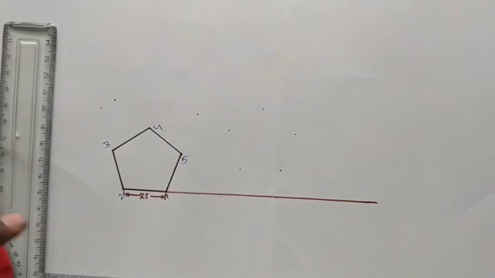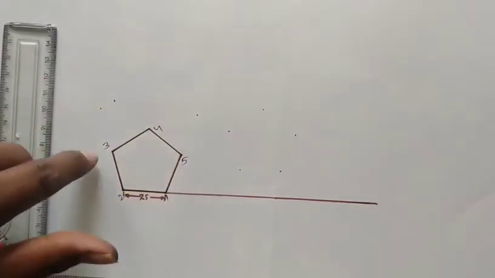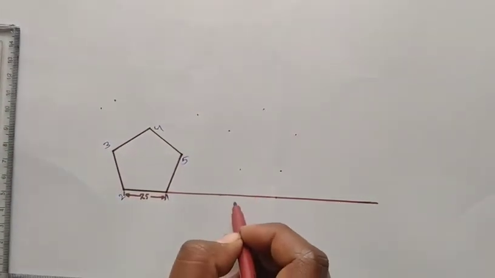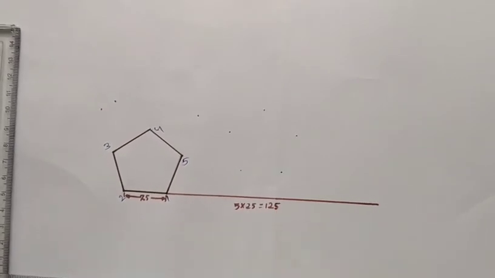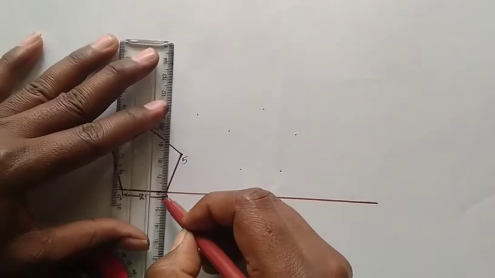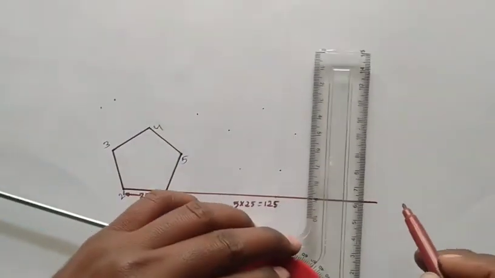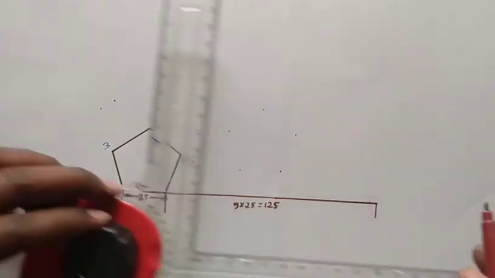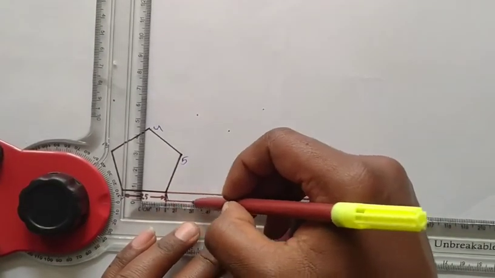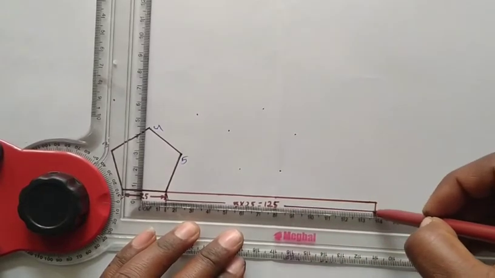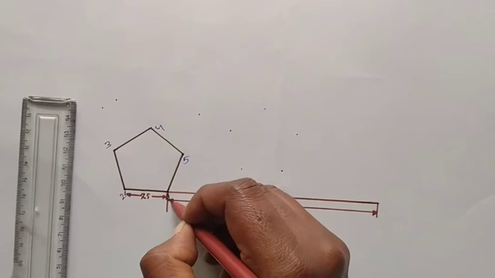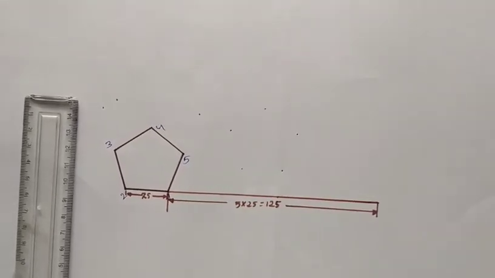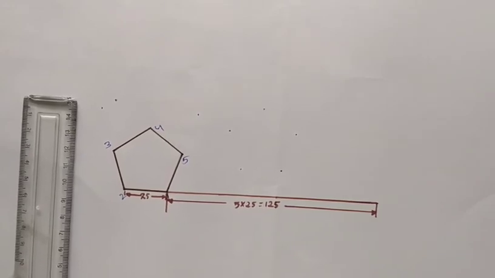That means we have 25 mm for one side, and 5 sides in a pentagon. 5 into 25 is equal to 125 mm. Draw the extension lines and the dimension line for this circumference line. This is the total circumference of the pentagon. Let me explain the construction of the involute for the pentagon.